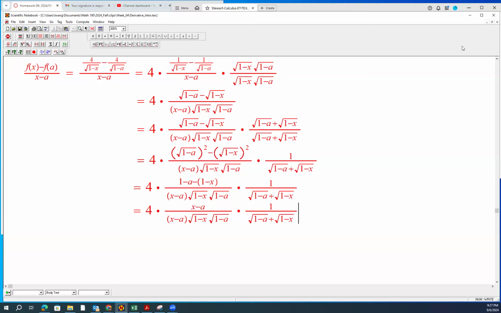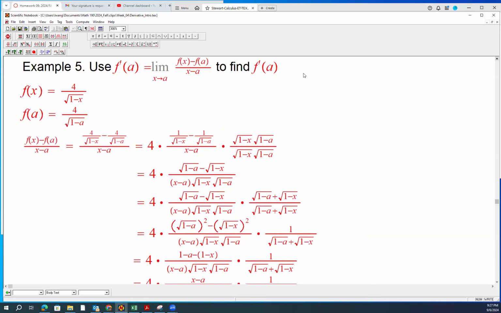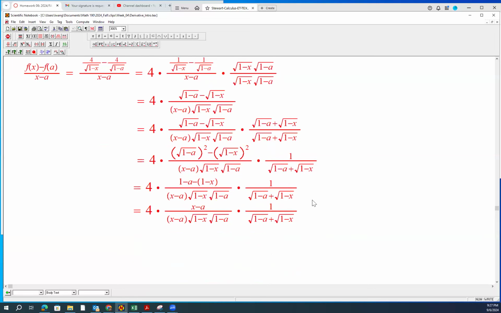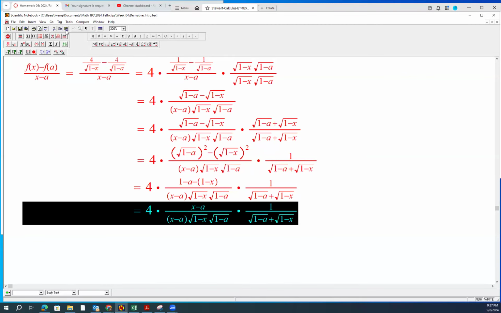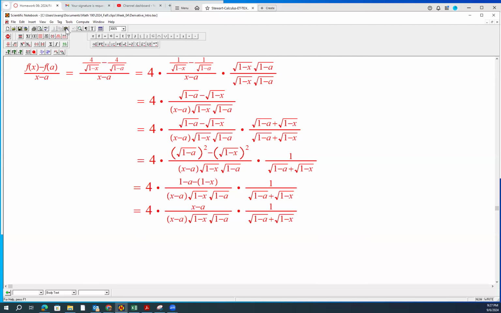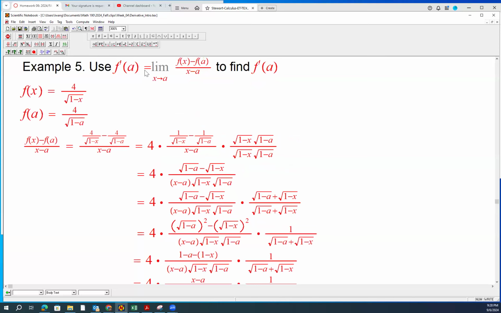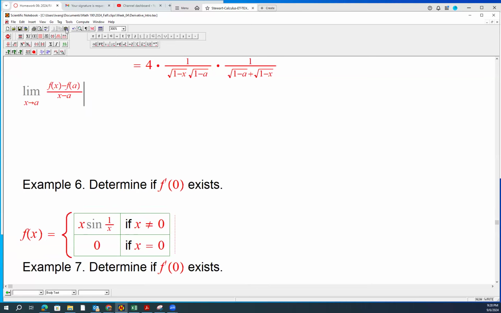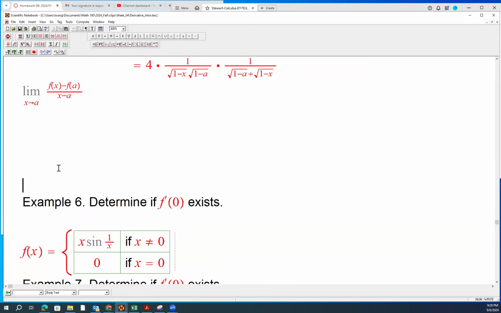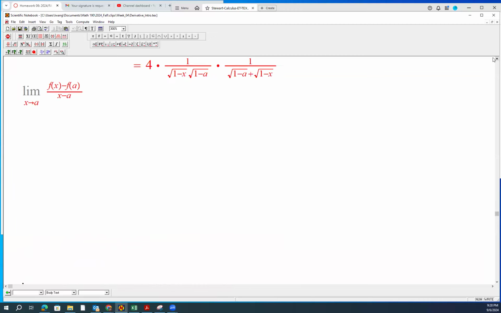While x is approaching a, x is not a by definition of limit, right? So x minus a and x minus a in the denominator and numerator will reduce. Boom. So now we're so close to the answer. Now we can finally take the limit. You can bring them together, but it's not really necessary. Number 6 and 7 will be in another lesson.